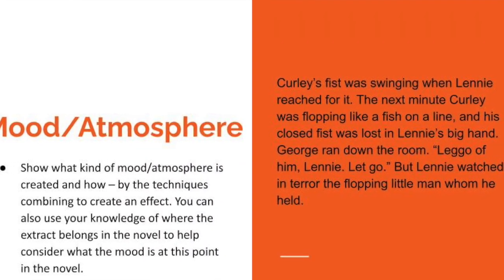This indicates Lenny's panic reaction as he watches in terror the flopping man he holds. He doesn't seem to know his own strength, and he doesn't seem to have much control over what he's doing. That causes a lot of tension in the atmosphere at this point. There's been a complete reversal of what was happening between Lenny and Curly.